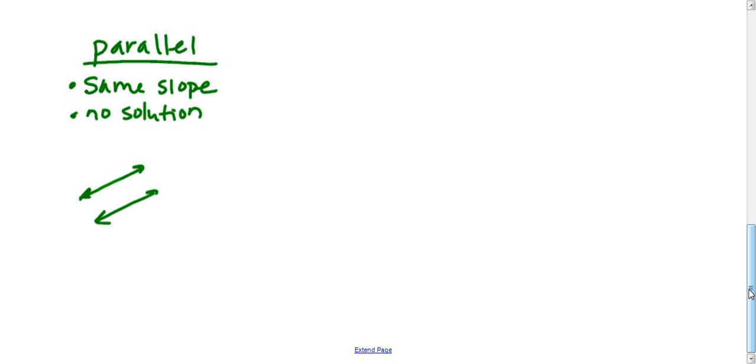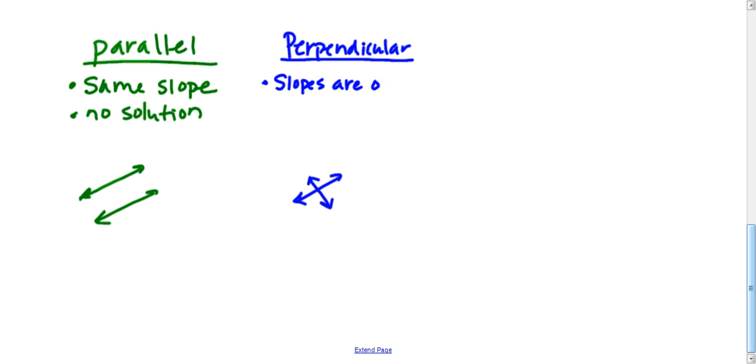Then there are perpendicular lines. And perpendicular lines, we know, look like this. Okay. They have slopes that are opposite reciprocals. And they also will cross in one point right here is where they will cross. So they have one solution.